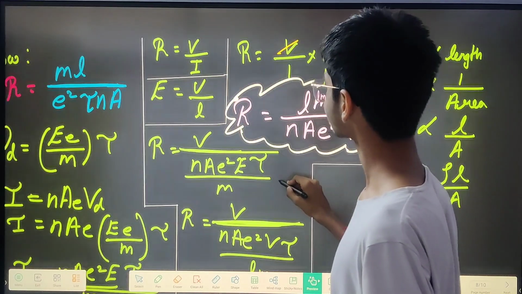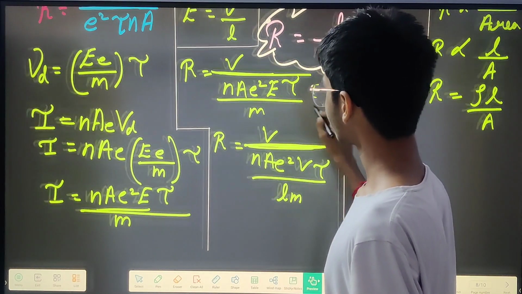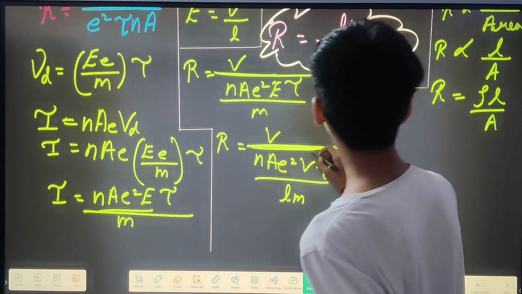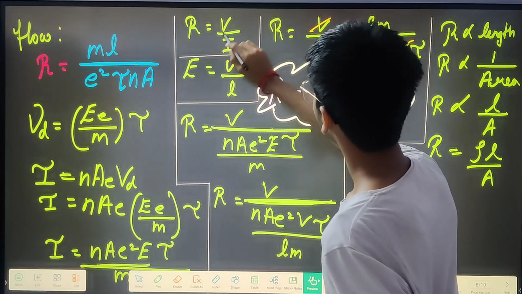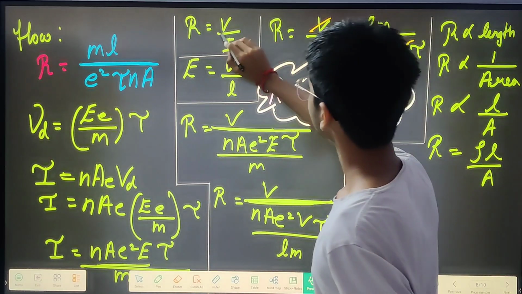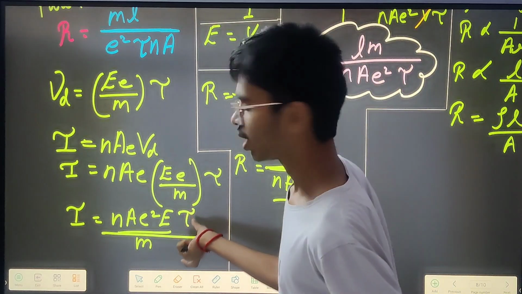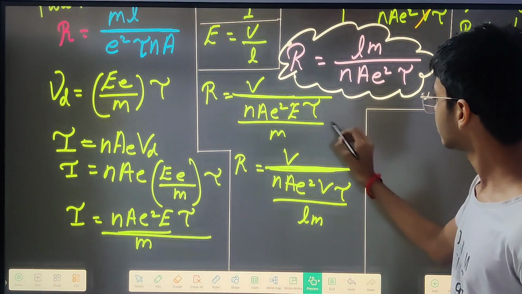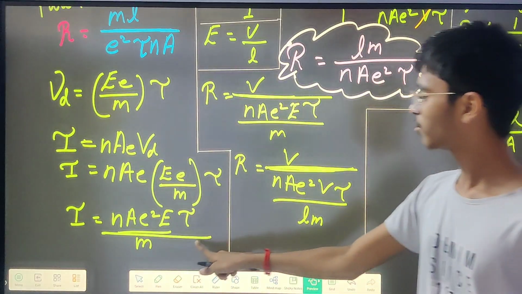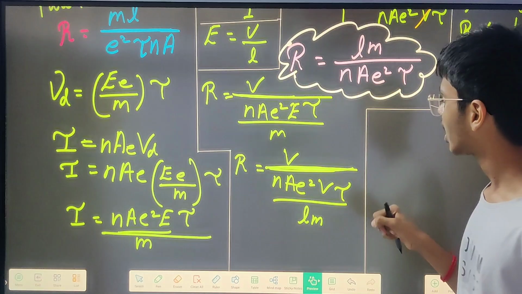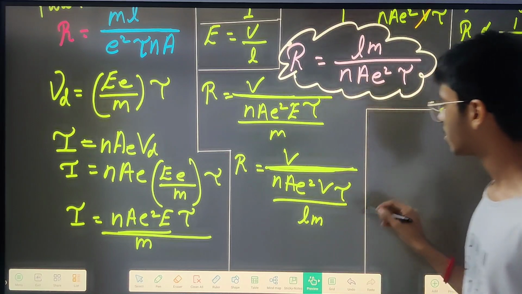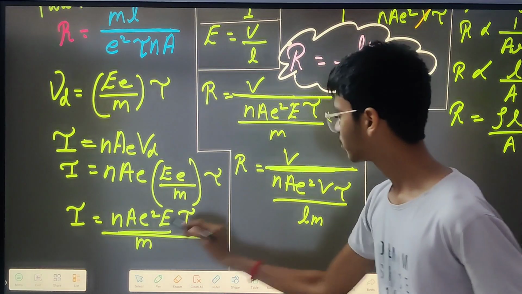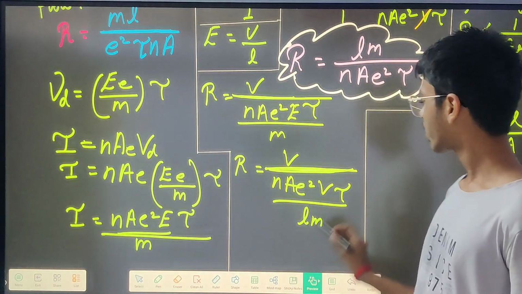So here we can also write that R is equal to V by I, right? I have got this current's formula, so in place of I I have substituted this formula. So R is equal to V whole divided by N A E square V tau whole divided by L M. In place of V also I have substituted voltage by length.